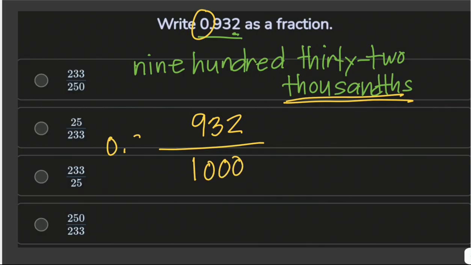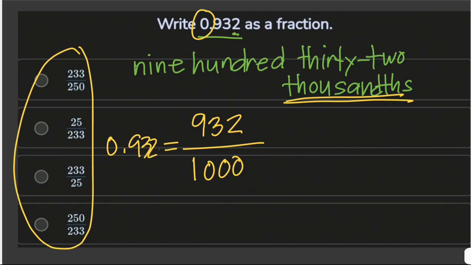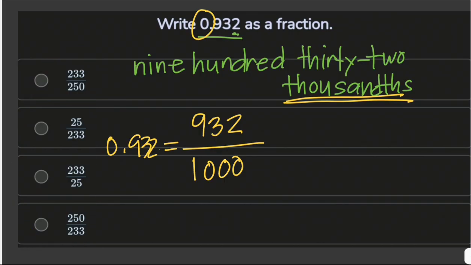Therefore, 0.932 is equal to 932 over 1000. Alright, checking the options here, notice that we don't have 932 over 1000. So that means we need to simplify this fraction. Let's check first if the fraction can be simplified, if they have common factors. 932 is an even number as well as 1000, so both of them are divisible by 4. So we divide both the numerator and denominator by 4.